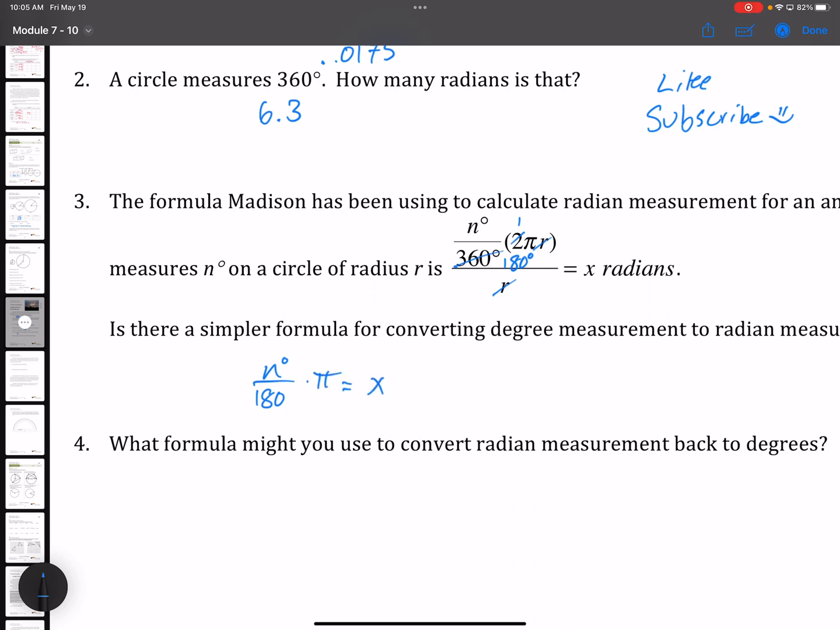So the simpler version is n degrees over 180 times pi equals x radians. That's what I did on my homework. Yes. Atta girl.